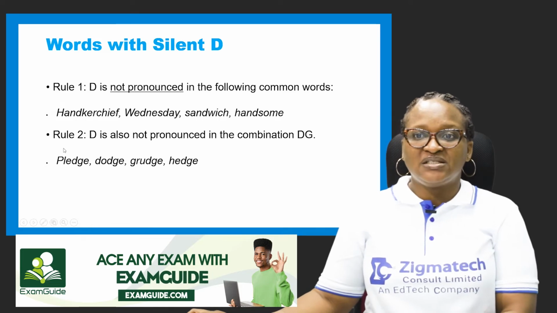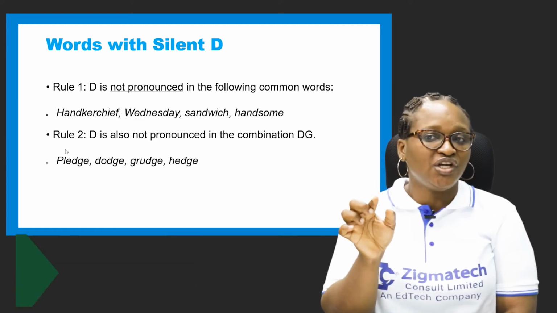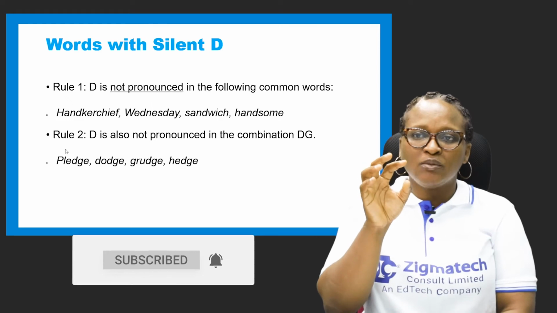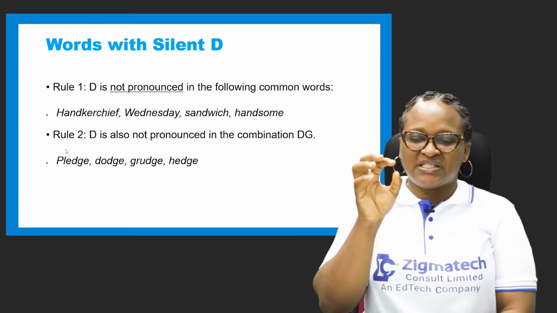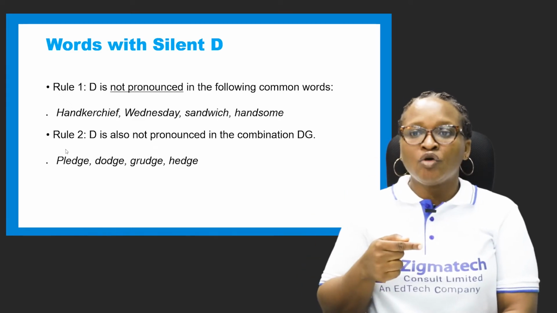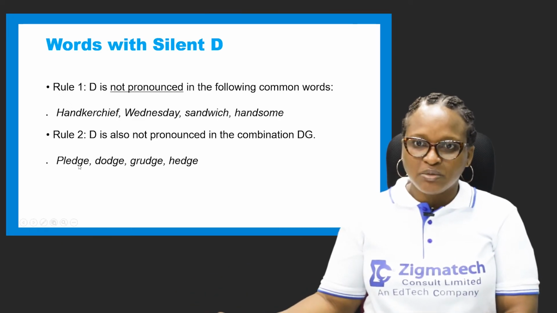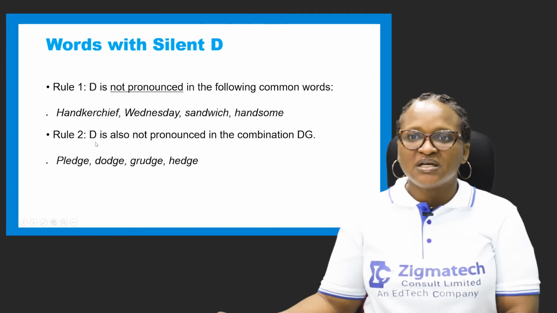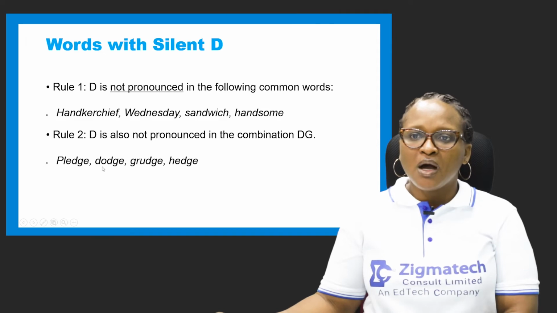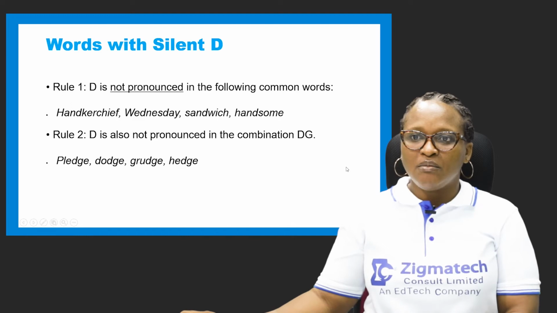Then rule number 2 says D is also not pronounced in the combination where you have D and G. The D is not pronounced; it goes with the consonant sound of the G. It comes like a J sound, a curved sound. So we have pledge, that's that sound. It's not the D that is sounded, but rather the G sound. So we have pledge, dodge, grudge, hedge. Not the D sound, but the G sound.